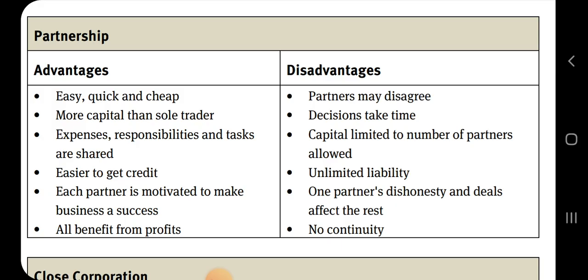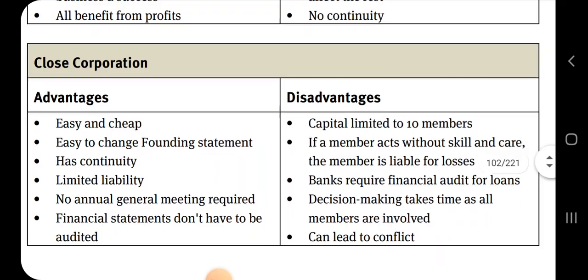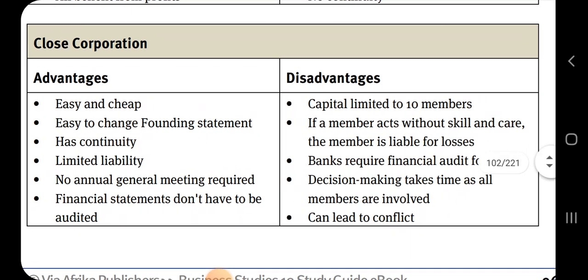from profits. And then the downside, the disadvantage of forming a partnership as a form of ownership is that partners may disagree, decisions take time, capital is limited to number of partners allowed, so you cannot have more than 20. There's unlimited liability. It means you are liable for the debts of the partnership. One partner's dishonesty and deals affects the rest, and there's no continuity. One partner dies, their partnership dissolves, a new one needs to be formed among the people who are alive.